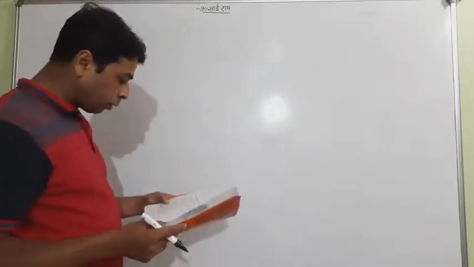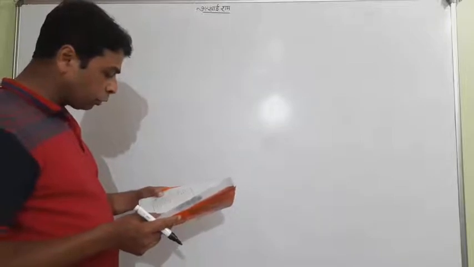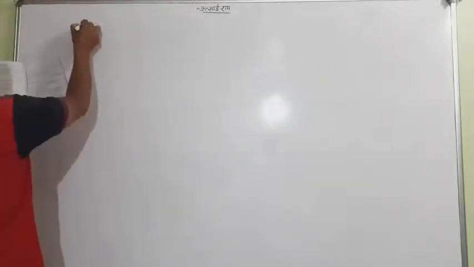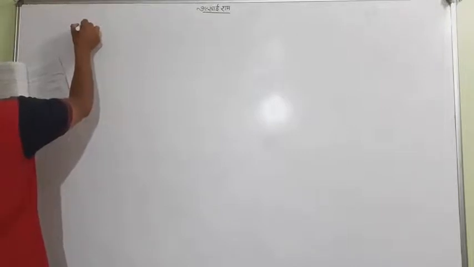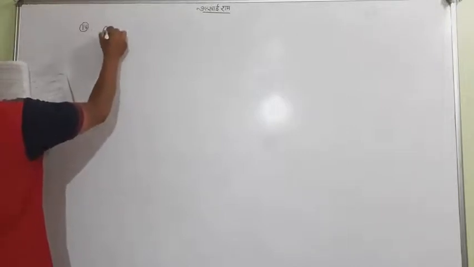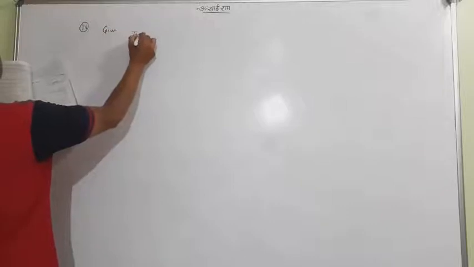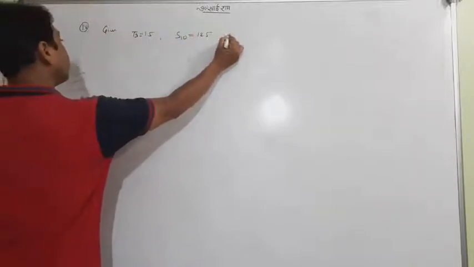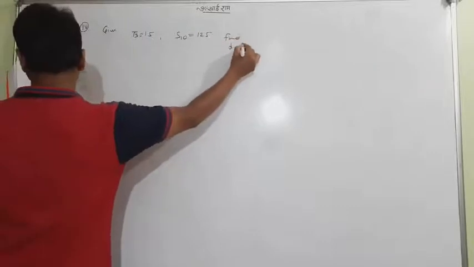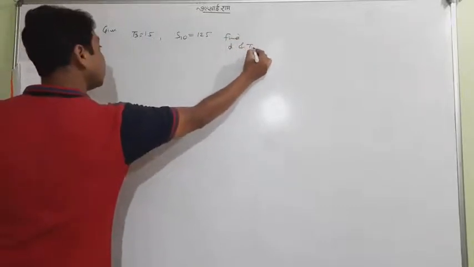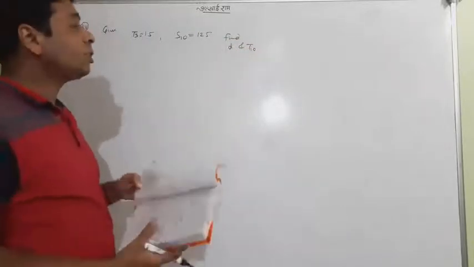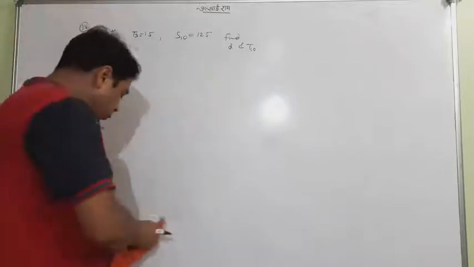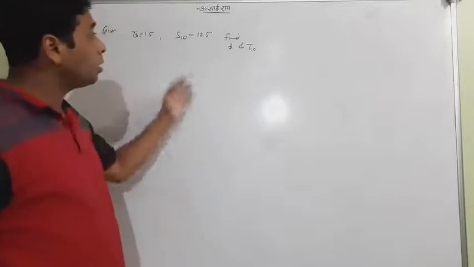So this was a question. One more question I want to take. No matter which question number, you can take any question. Suppose I am taking the fourth. Given T3 equal to 15, S10 equal to 125. Find the value of d and T10. In your book, instead of T, a was used. But okay, in my practice it was T. That's why I'm taking T.